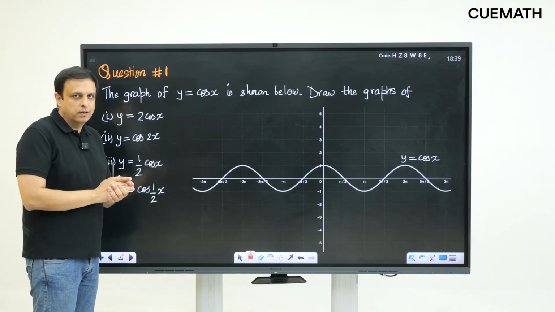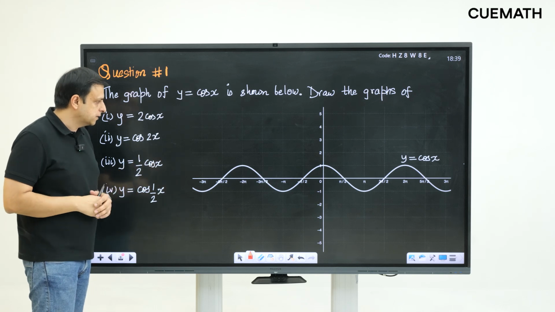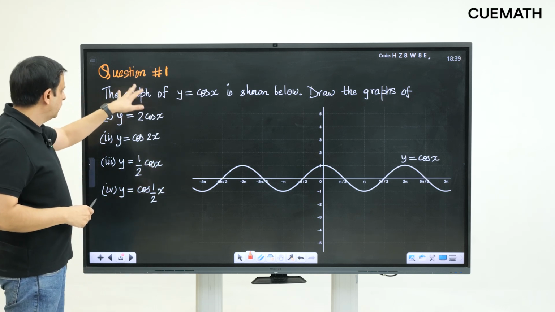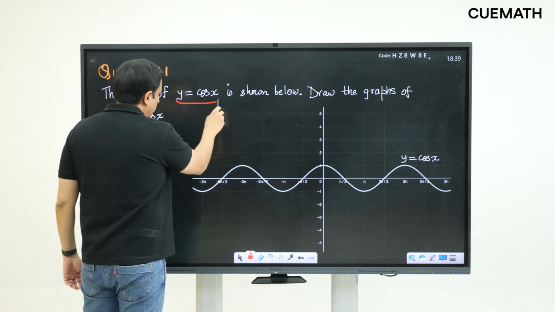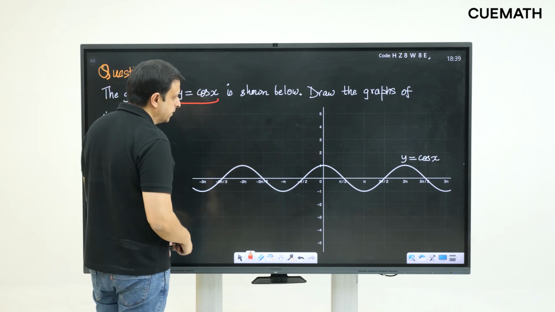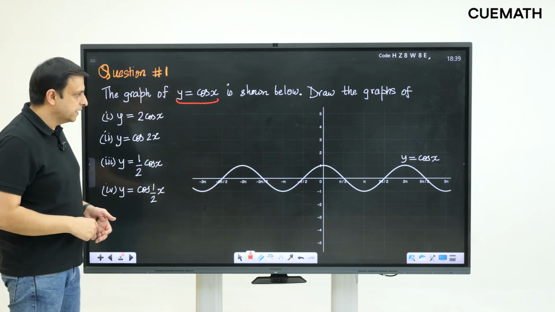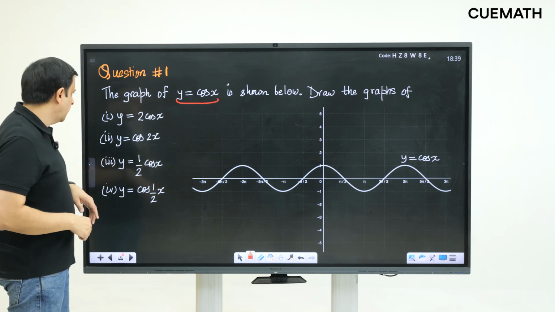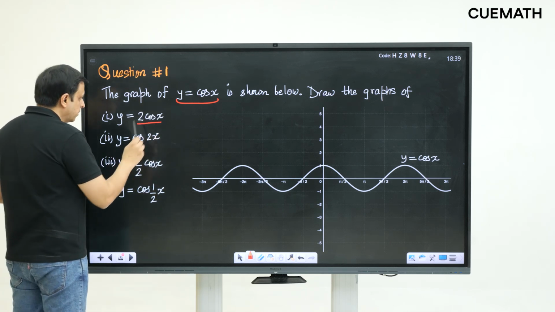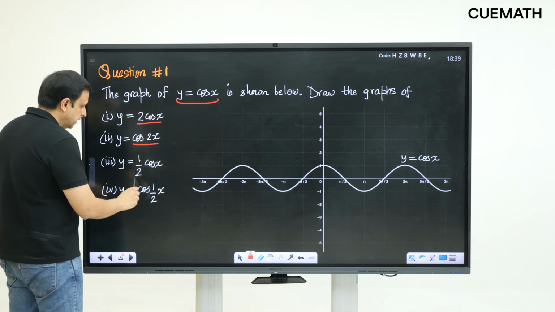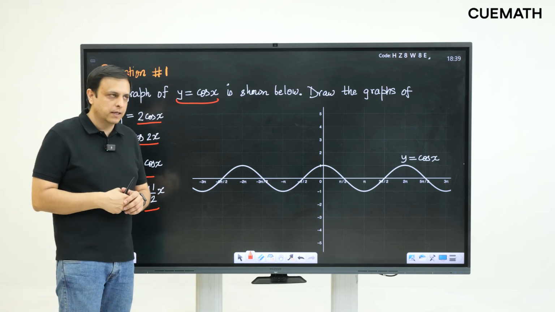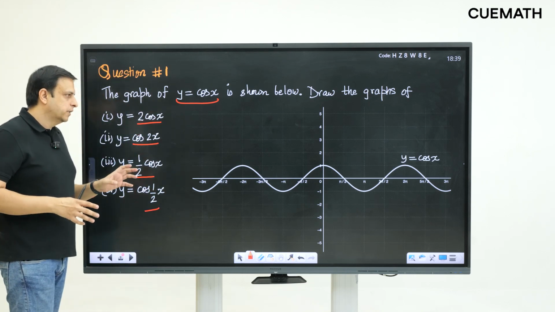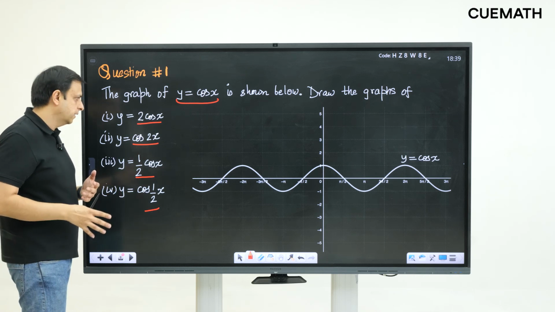Now let's do a quick couple of questions based on what we have learned. Question number 1 says the graph of y = cos x is shown over here. It's a periodic function, as you can see, and you might have seen this graph already. Using this graph, we have to plot 2 cos x, cos 2x, (1/2) cos x, and cos (x/2). There are a lot of cases mixed here, and the reason I have done it this way is so that we can contrast the different cases.